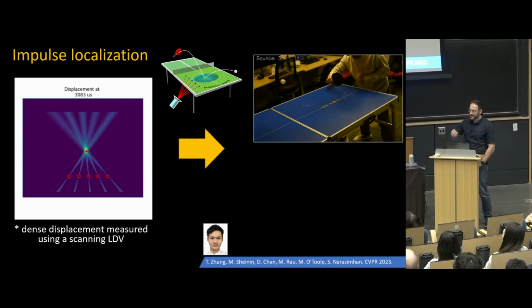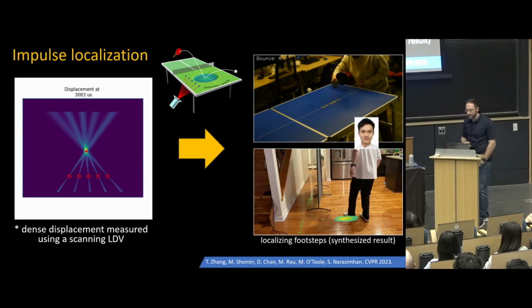And then we can do things like localize this ping pong ball as it hits the table during a game, while our camera is only looking at the vibrations from below the table. And we can potentially localize a person walking on the floor from the vibrations their footsteps create.